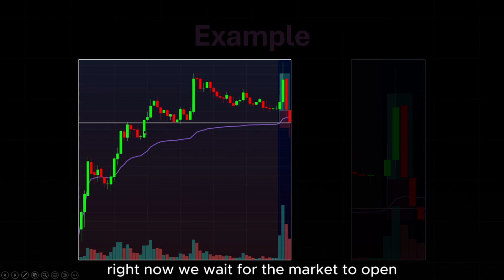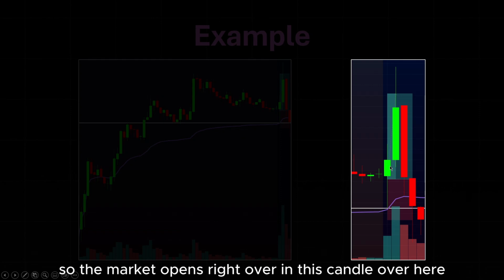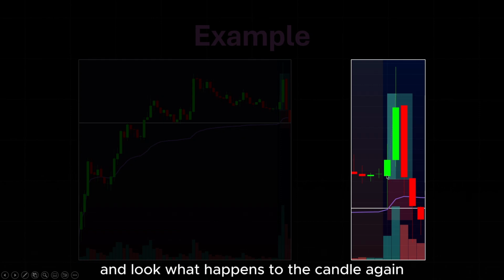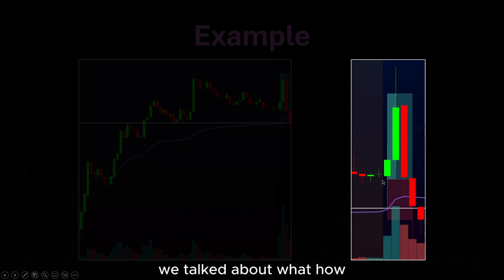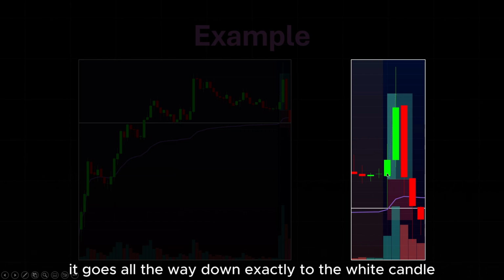Now we wait for the market to open and then we decide if we want to enter or not. And this is what happens. The market opens right over in this candle over here. And look what happens to the candle. Again, we talked about how to read a candle chart. The stock opens over here. It goes down, it goes up, it does whatever it needs to do. It goes all the way down exactly to the white line.